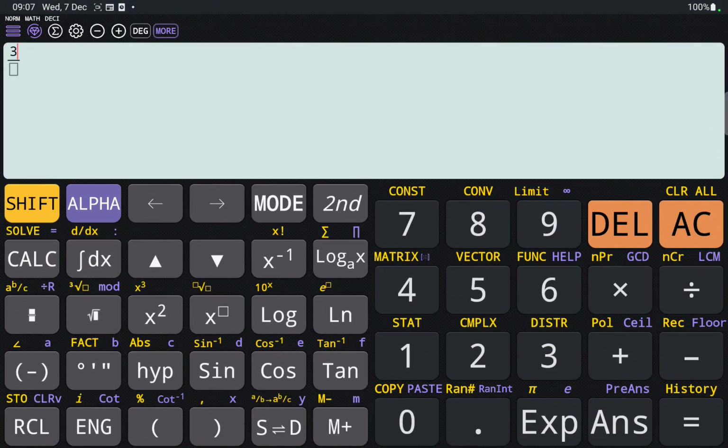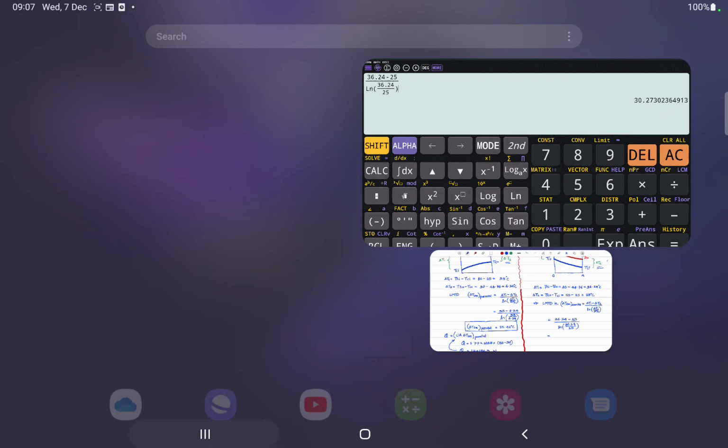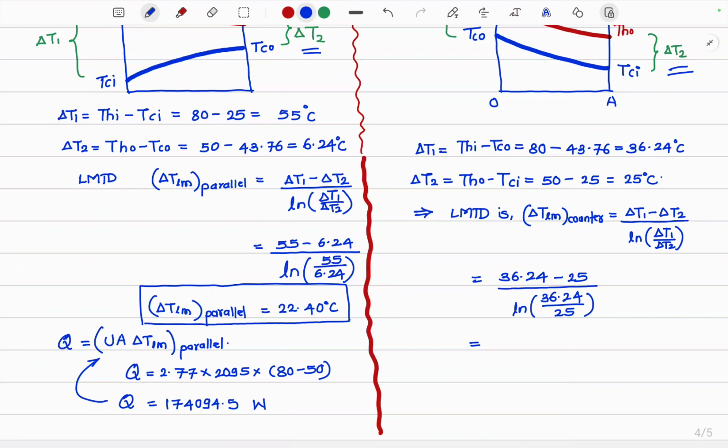I will use the simpler mode: 36.24 minus 25, and I have already shown how to do it on the other calculator. So ln of 36.24 divided by 25. It is just that this kind of calculator becomes handy, somewhat convenient. So 30.27. There is no problem with the other one, just that this calculator is simpler to use. So 30.27 degrees Celsius. This is delta T LM for the counter flow heat exchanger.